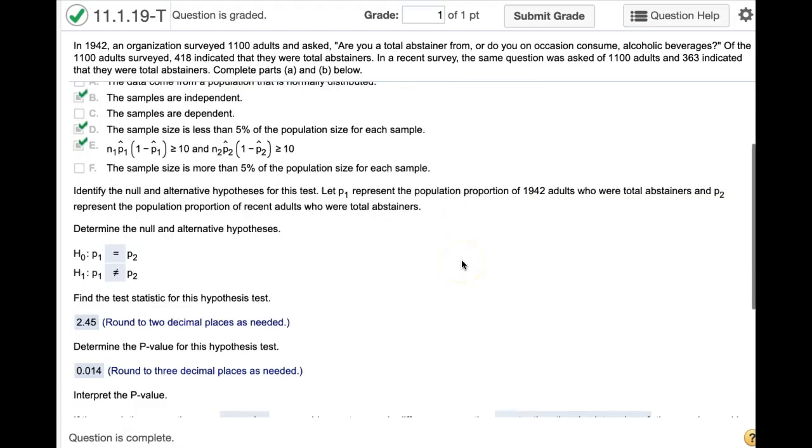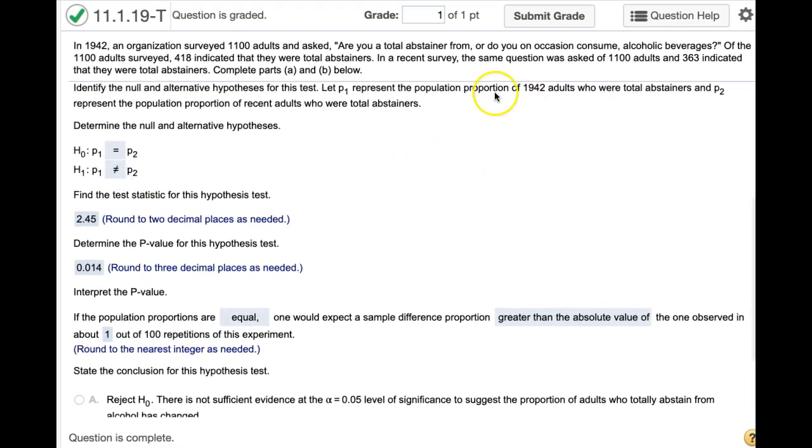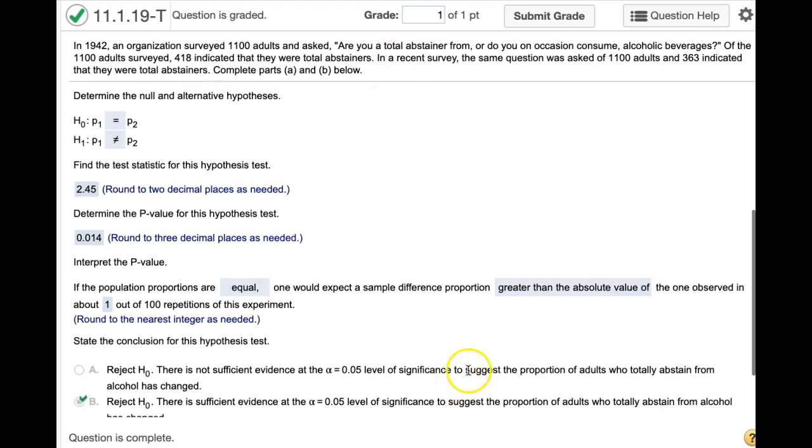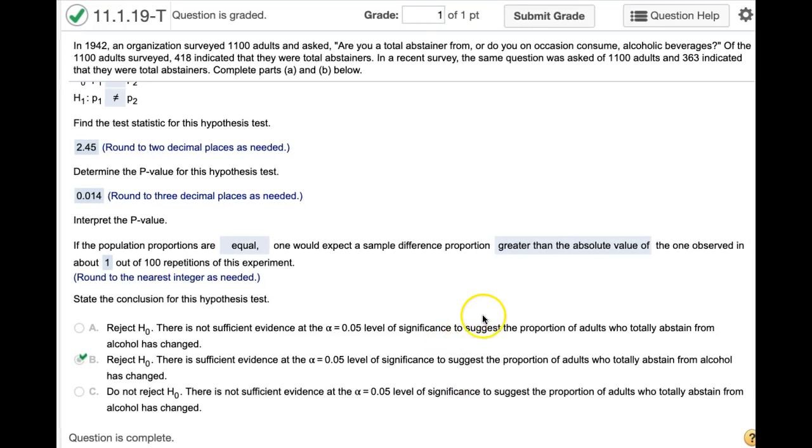Since it's less, we reject the null hypothesis, which then we conclude that there is a difference in those proportions. And so that's where we would have that.